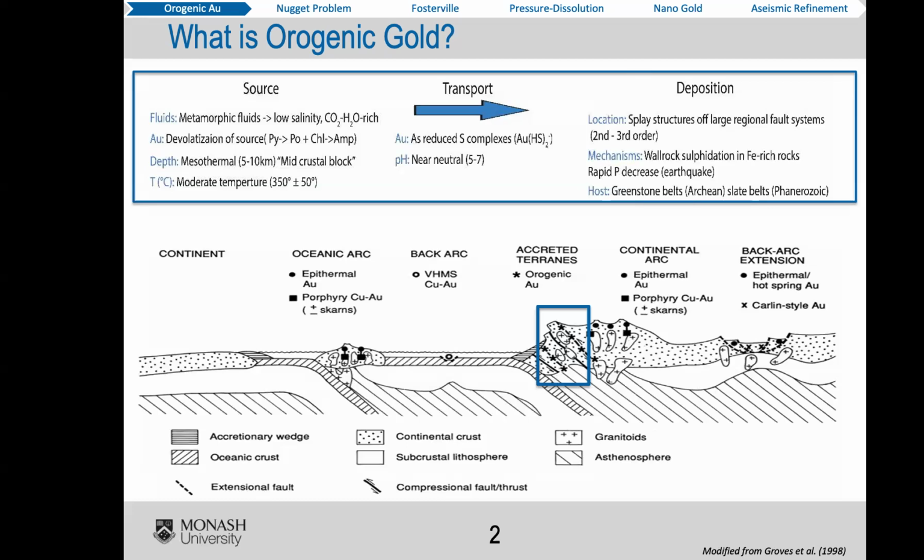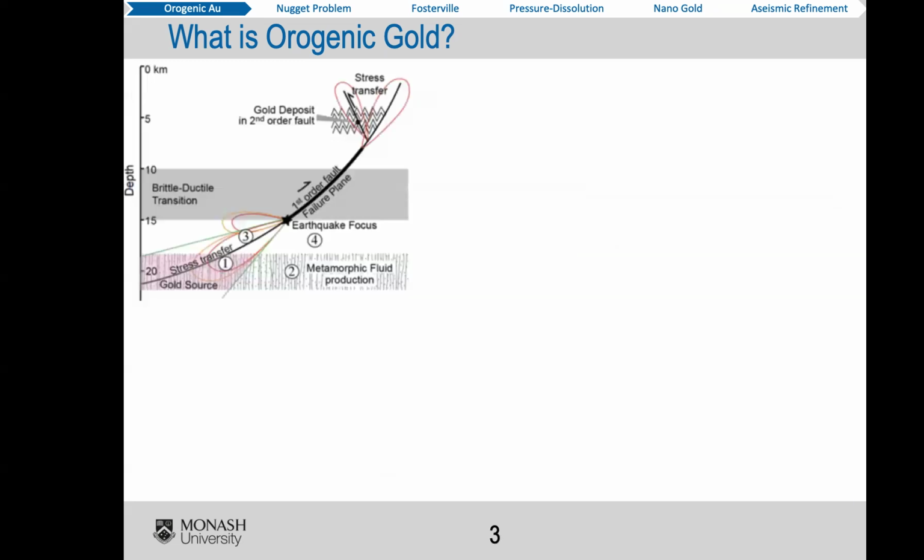Gold is transported as sulfur complexes, so gold disulfide or gold thiosulfide complexes, at near neutral pHs. And they're usually found in higher order structures, fold hinges and stuff like that. So not often in regional faults. I've only seen one orogenic gold deposit on a first order structure, and it wasn't very big. Not to say they don't exist, they're just not as common. For mechanisms on how you make gold come out of a fluid: wall rock sulfidation, reacting with reduced carbon, phase separation, or a rapid pressure decrease. And these things are normally hosted in greenstones in the Archean and slate belts in the Phanerozoic for the younger deposits.